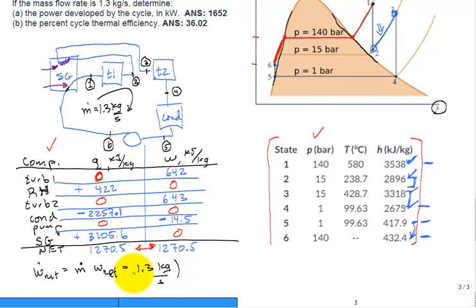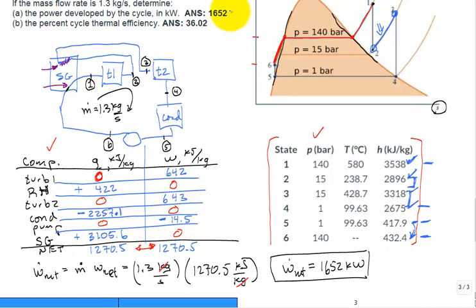And then we have our 1,270.5 kilojoules of work out for every kilogram flowing. So our kilograms cancel. We have our kilowatts. And so our W dot net comes in for this problem at 1652 kilowatts. I compare, and it matches to 4 significant digits. A lot of times it doesn't, but this time it does, that's great.